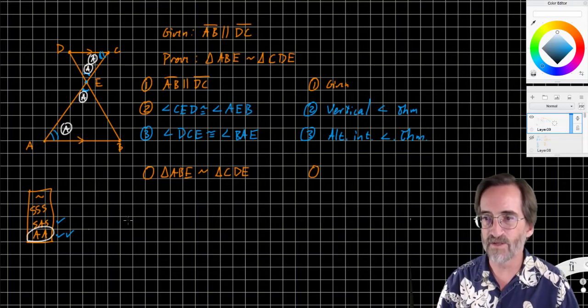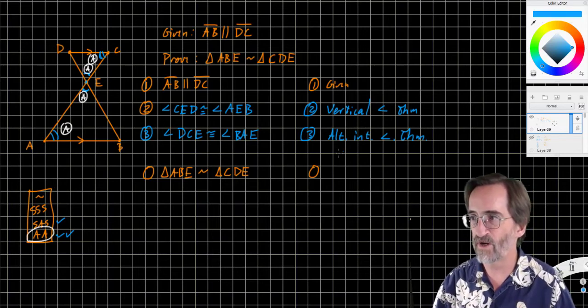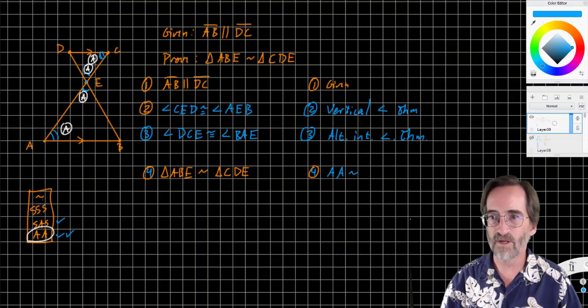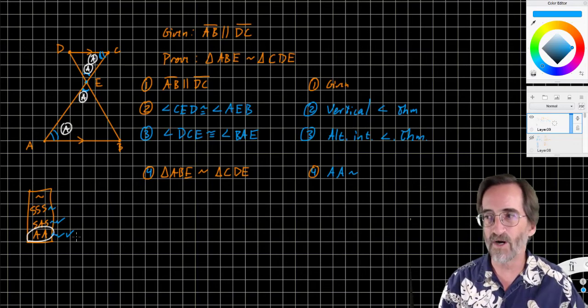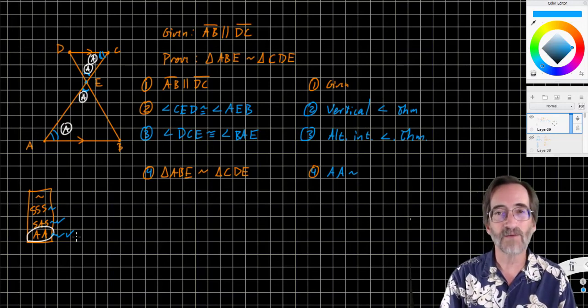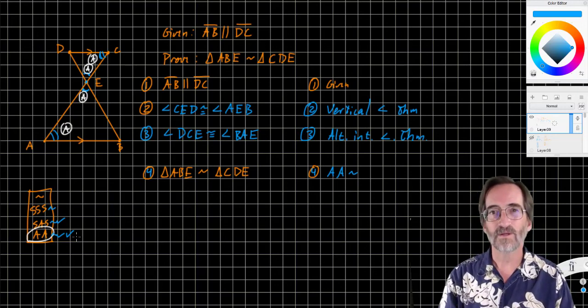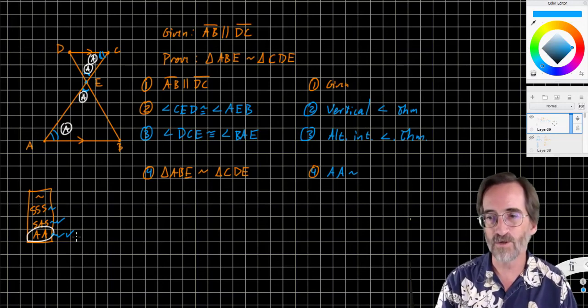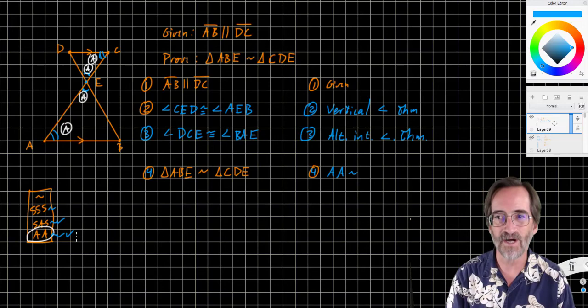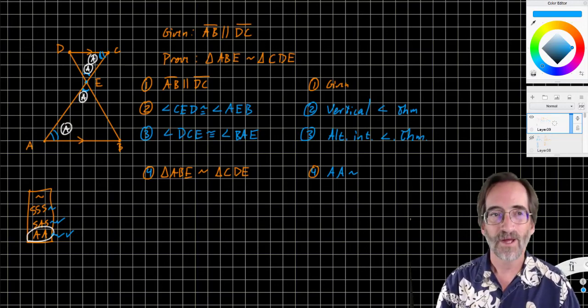That satisfies the angle-angle similarity postulate, which says, step 4, the triangles are similar by the angle-angle similarity postulate. Don't forget the tilde after to indicate this is the similarity postulate, not the congruence postulate. Okay, so that's it. That's an example of a proof that two triangles are similar using angle-angle. And you can do other proofs using side, side, side, or side, angle, side as well. All right, hopefully that helps.